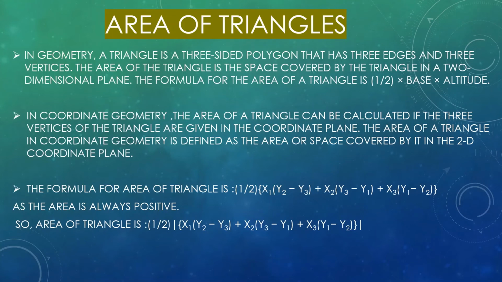The formula for the area of a triangle is half into [x1 into (y2 minus y3) plus x2 into (y3 minus y1) plus x3 into (y1 minus y2)]. And as the area is always positive, therefore the area of the triangle is half into mod of [x1(y2 minus y3) plus x2(y3 minus y1) plus x3(y1 minus y2)].